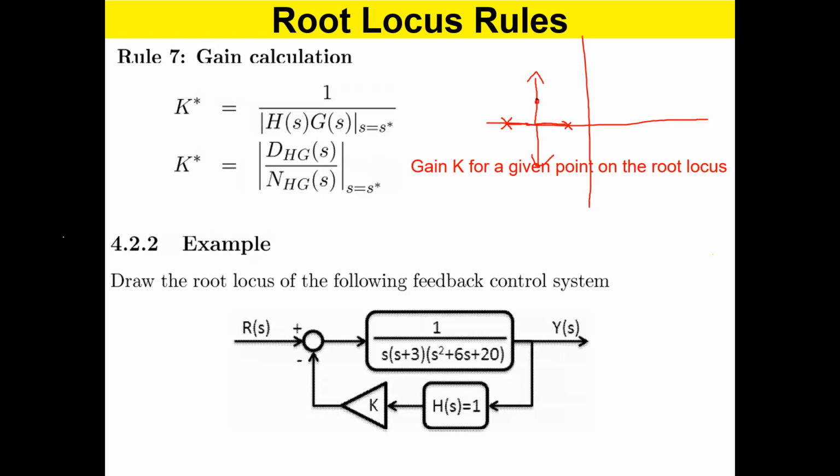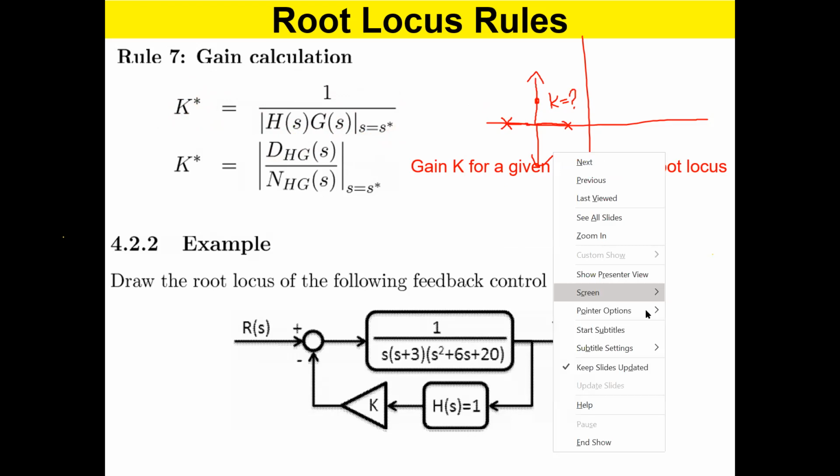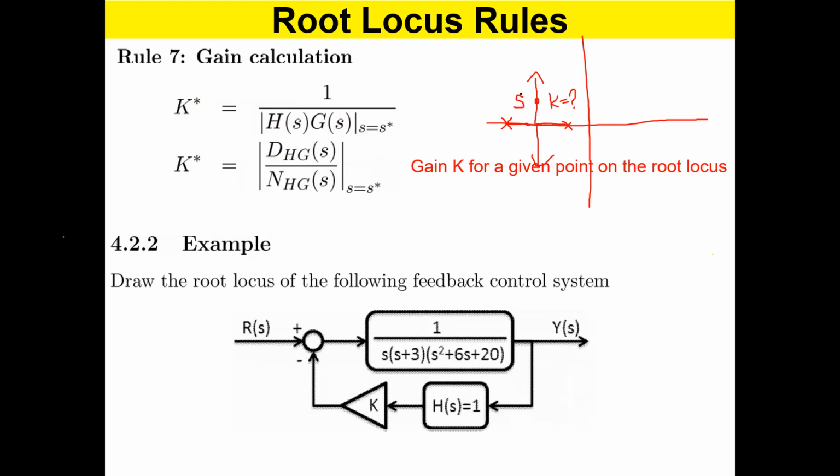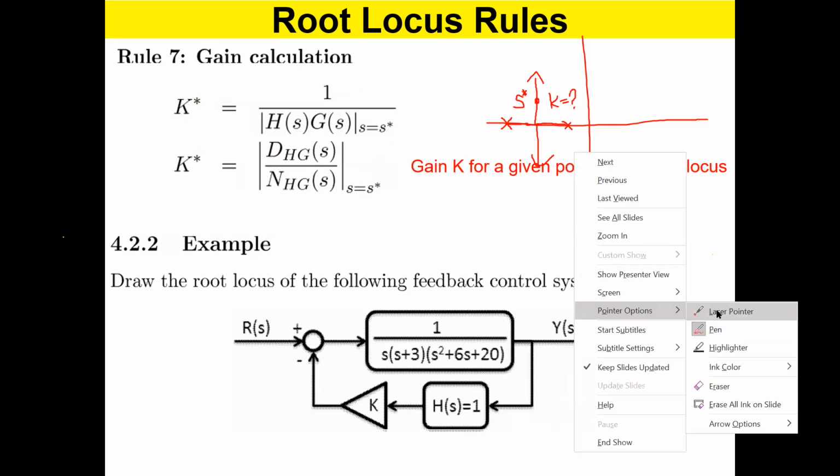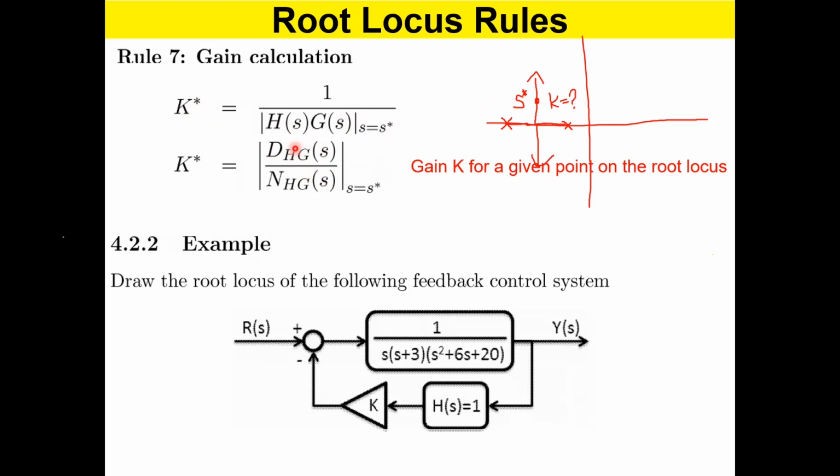And let's say at this point, you want to calculate your gain. What gain will bring my poles to this point? If you want to find out what gain I should set to get the pole to this location, it is this equation. So this is the gain you want. This is equal to 1 over H(S)G(S), S equals S star. So let's say this is my S star point. If I know my S star, you put it over here, S equals S star, 1 over H(S)G(S), right? You can calculate your gain. Simple.